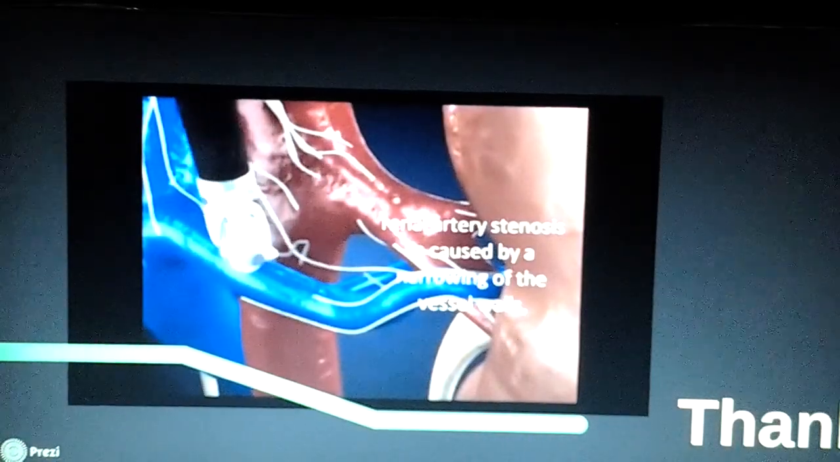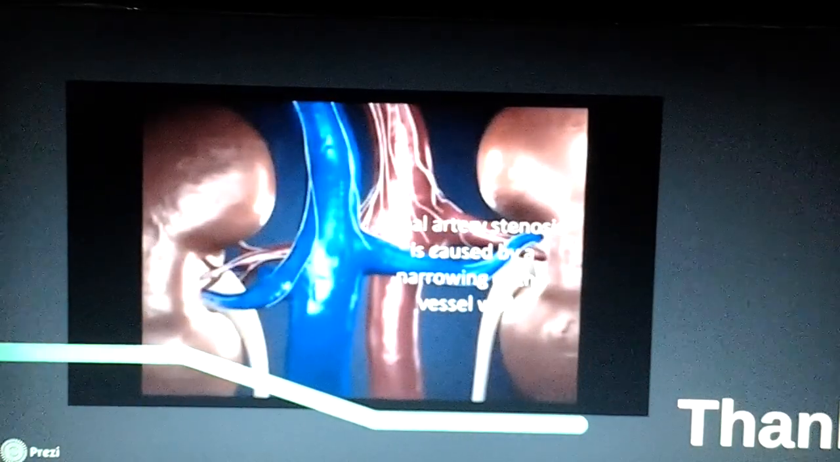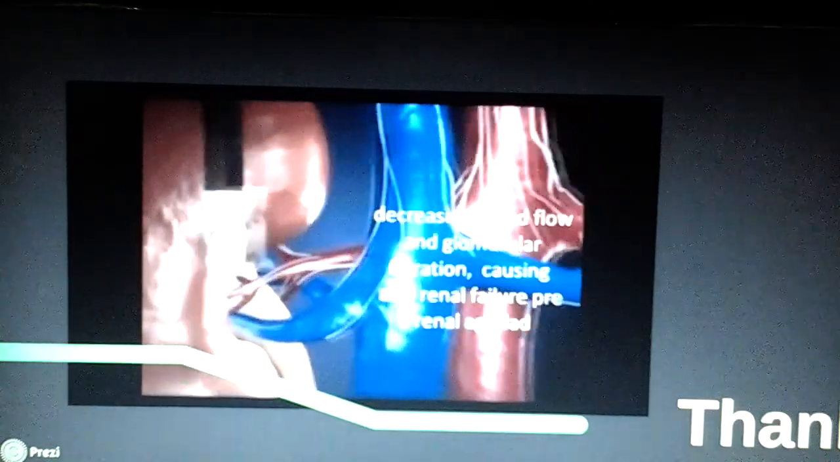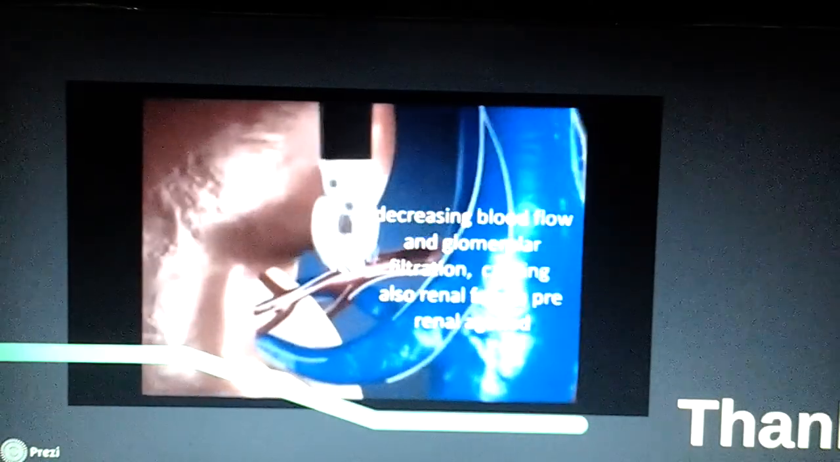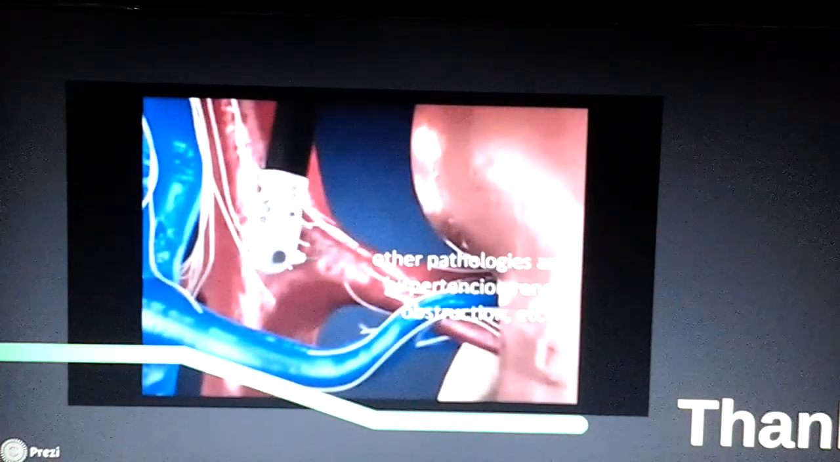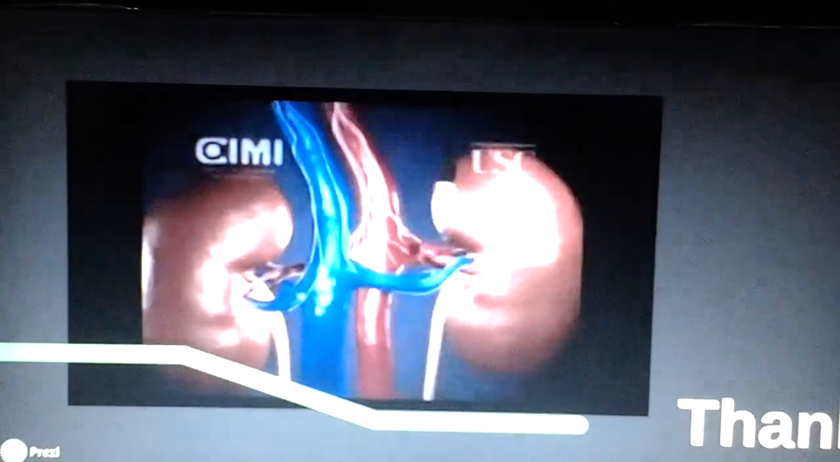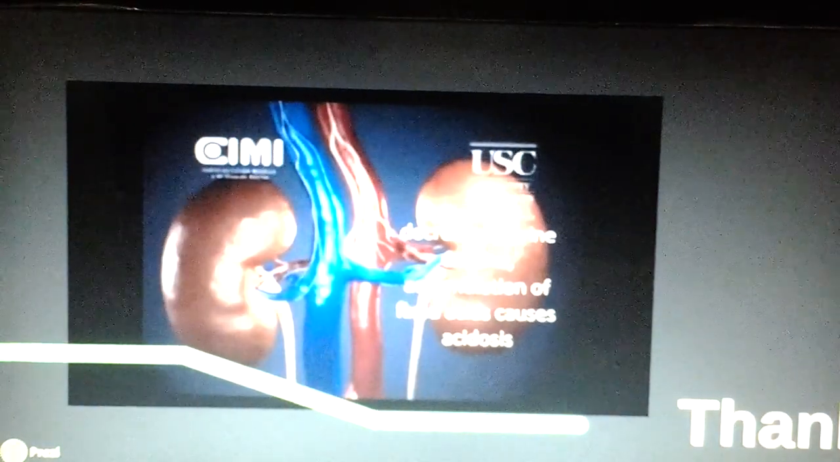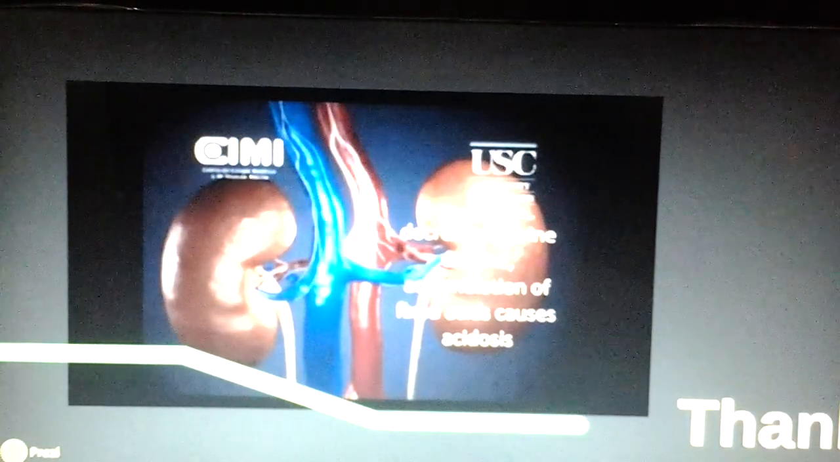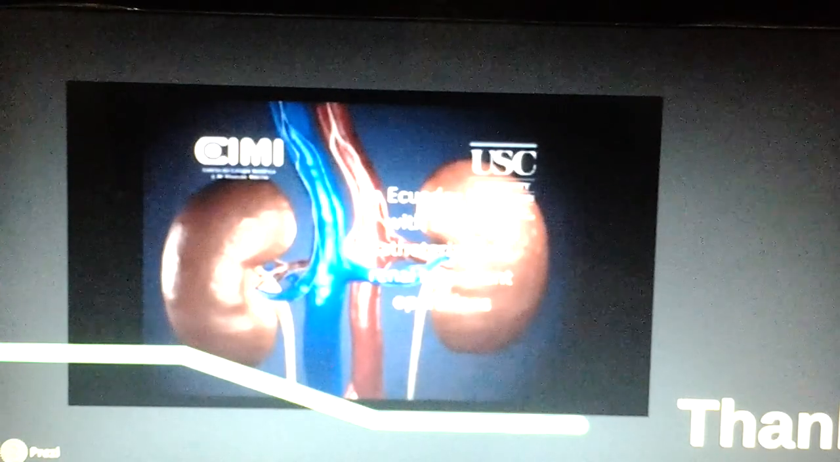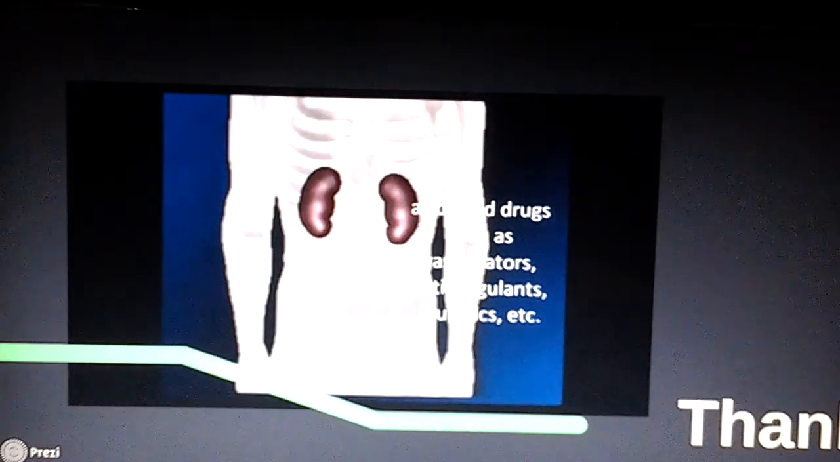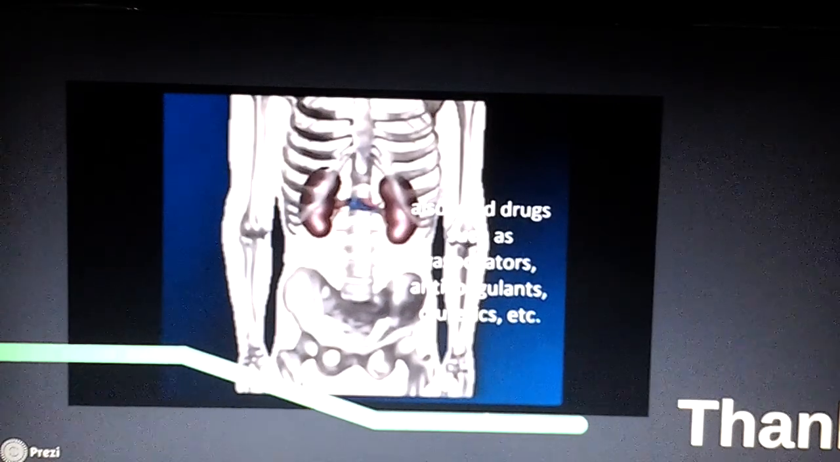Renal artery stenosis is caused by narrowing of the vessel walls, decreasing blood flow and glomerular filtration and also causing pre-renal failure. Other pathologies are hypertension, renal obstruction, etc. Diagnosis may involve catheterization of the renal artery. Treatment also uses drugs such as vasodilators, anticoagulants, diuretics, etc.